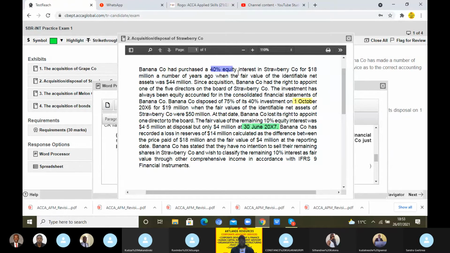And why do we say it's equity accounted? It's an associate if a firm has got significant influence. In this case, we are being told that Banana had a right to appoint one director out of 5. So this is significant influence. So this is what they want you to write.